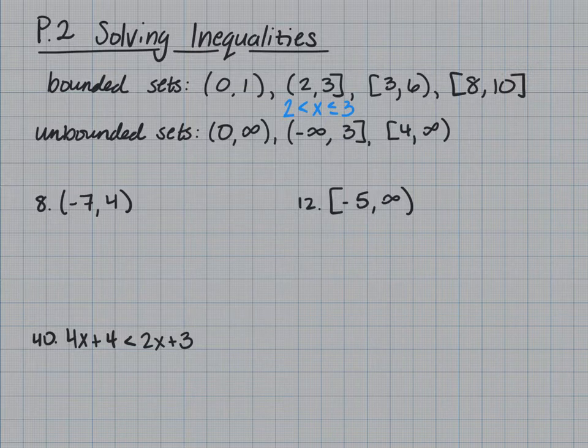So we're going to start off by looking at 8. We've got the interval from negative 7 to 4, and they want us to first write it in interval notation, and then to determine whether it's an unbounded set or a bounded set. So interval notation of this would just be negative 7 less than x less than 4, because we want all numbers in between negative 7 and 4, non-inclusive on negative 7 or 4. So that's why there's no equal signs.